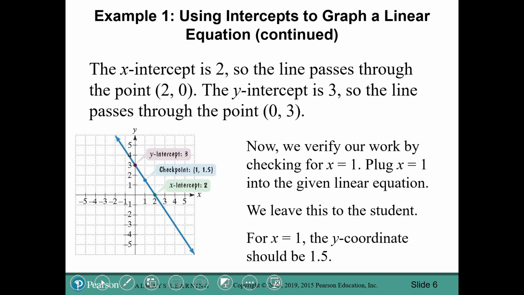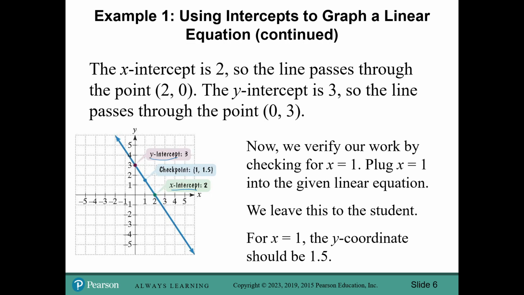So the x-intercept is 2, so the line passes through the point 2, 0. So let's plot that here on the graph and see where that's at. 2, 0. I go right 2, and I plot this point here at 2, 0. That is my x-intercept. The y-intercept is 3, so the line passes through the point 0, 3. 0, up 3 is the y-intercept at 3. Now, all I have to do to graph this line, if I have 2 points I can graph a line, I can just draw the line between that y-intercept and that x-intercept.